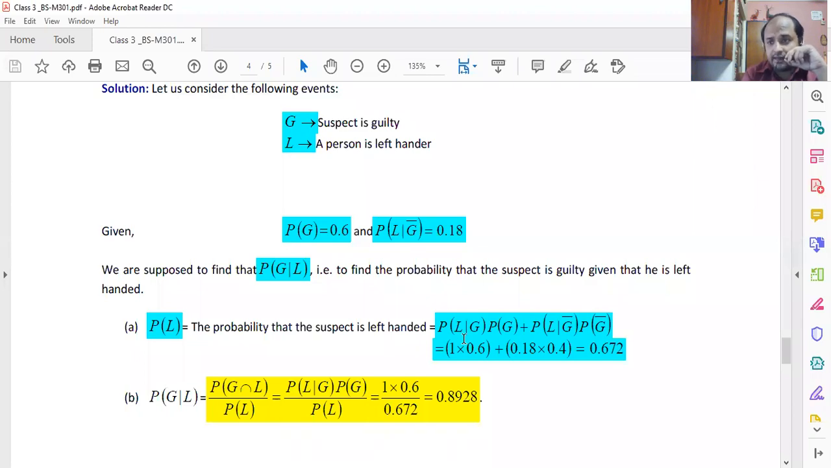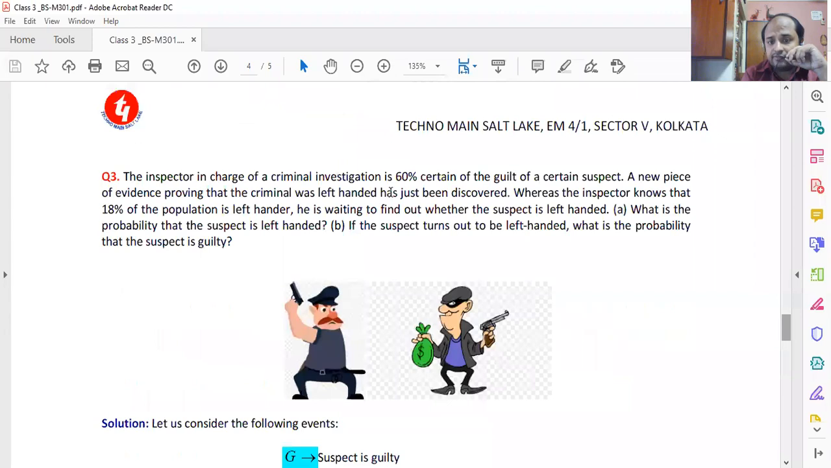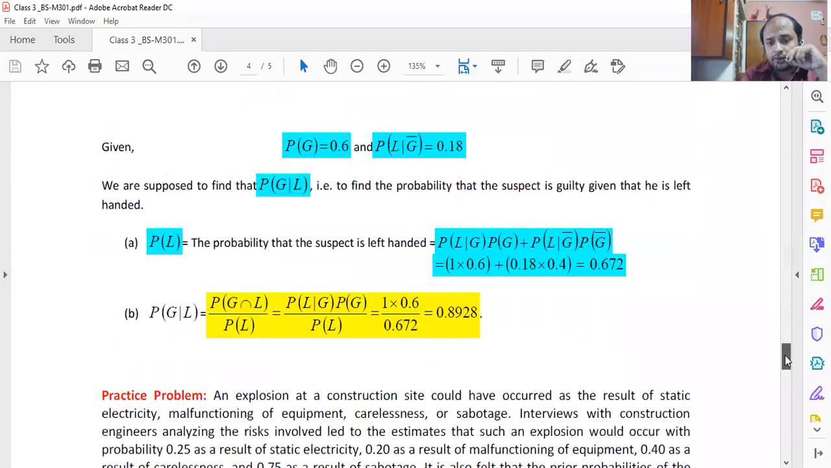Why is it a certain event? Read the question once again. The investigator has already found out the suspect is left-handed after postmortem of the body. So it has become the certain event because of the postmortem report, and so it is one.